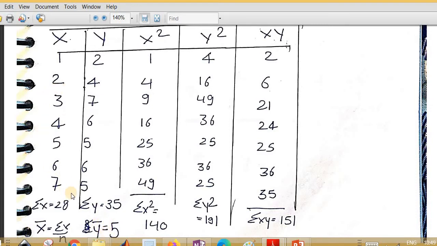Total observations are 7 here. Then x square is computed here as 1, 4. This is summation x square, summation y square and summation xy.